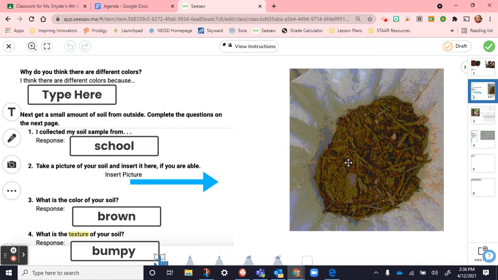And then on this second page, we went out and we collected our own. This is some that we found here at school. We talked about why we think there are different colors. Then we collected, so I put that I got mine from school. Yours might be from a park or your backyard. We uploaded our photo, talked about the color, talked about the texture.